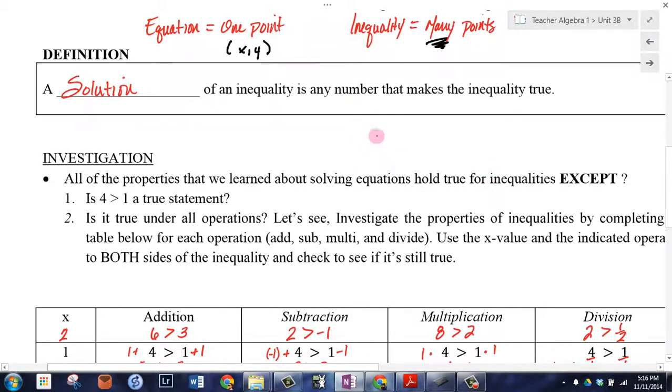When we write these solutions, they need to be represented as an inequality. We should never use an equal sign because the equal sign indicates one point, and we definitely don't want that to happen. One coordinate point, or one coordinate most often.